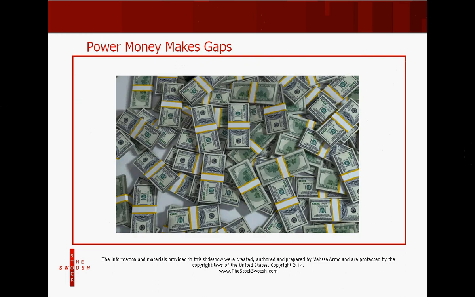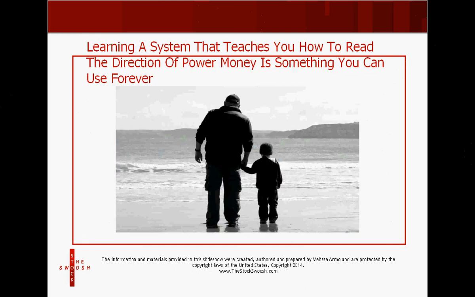Power money makes gaps. Power money moves the market. Power money is in control. It is in control at all times. It is in control right now in the SPY, and the market will make a new high this month. Even though there have been 27 red days in the last 2 months of the market, the power of money is still in control of this market. So learning a system that teaches you how to read the direction of power money is something that you can use, not just now, not today. This is not something that's just going to last for a week or a month or a year. It's forever, because you are training your brain to actually read control, the price control. And that is extremely powerful.